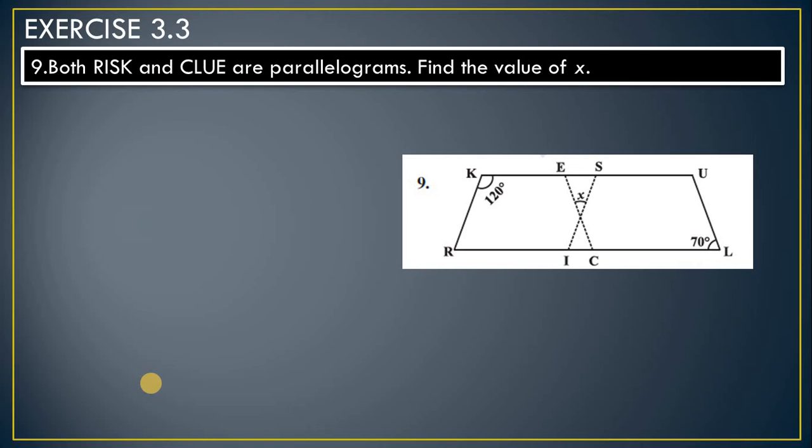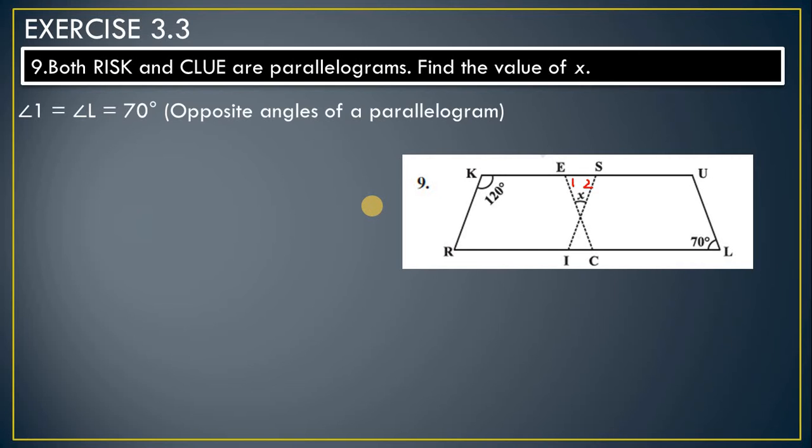Next one: in this parallelogram, find the value of x. Quite an easy question. You can give the numbers 1 and 2 here, any number. Two parallelograms are there, this is one parallelogram and this is the second. In any parallelogram opposite angles are the same, so this is 70, so this angle will be 70. Then you can apply the supplementary angles property, meaning adjacent angles sum to 180. The opposite angle of 70 will be 70 degree.